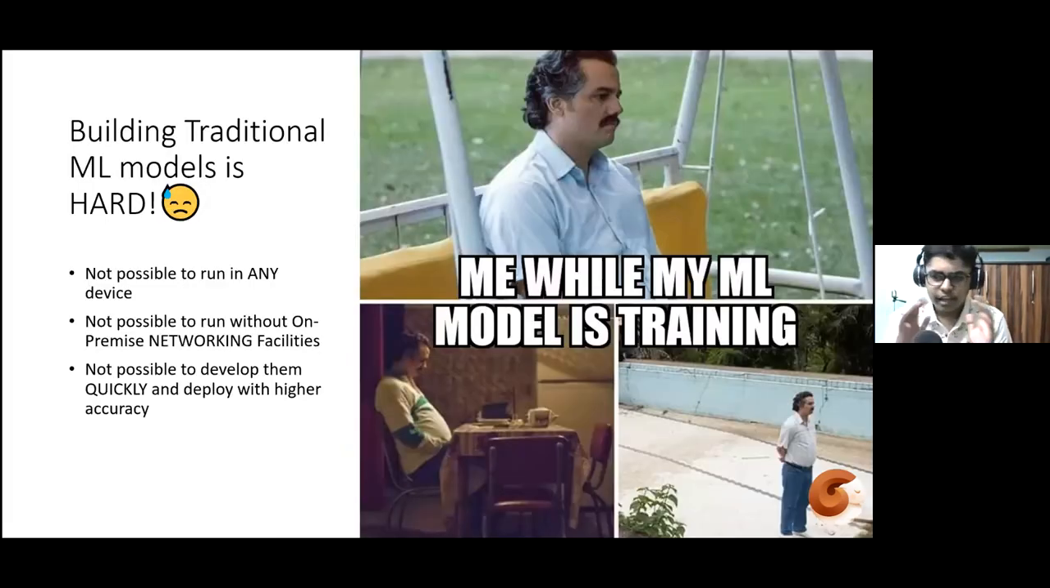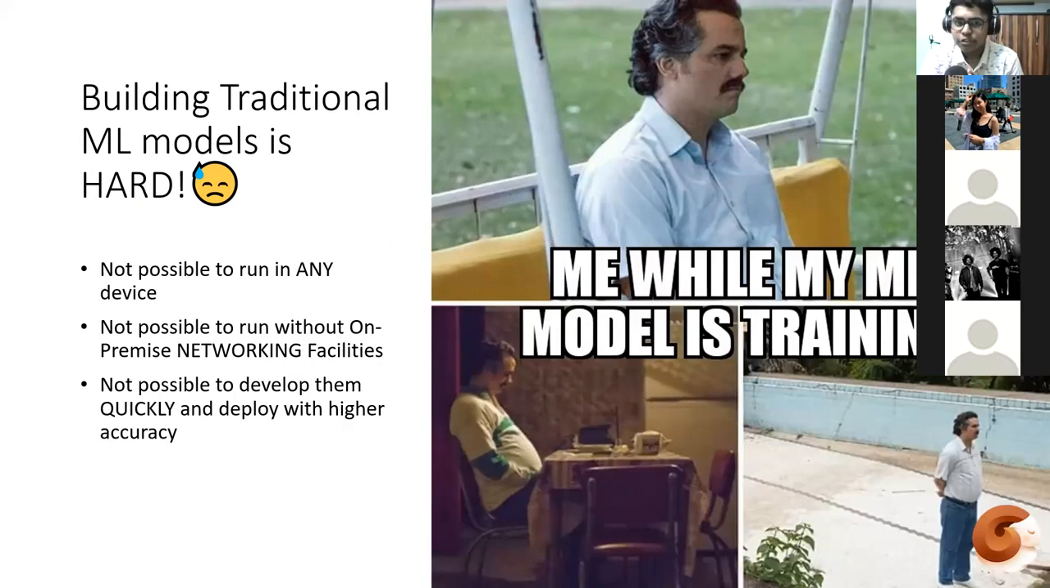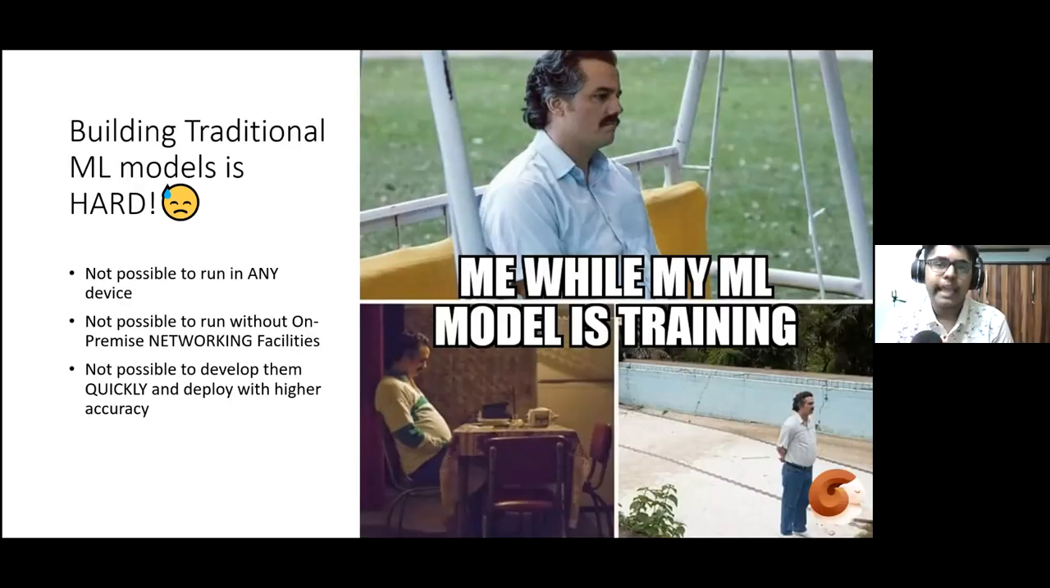All right, so I will say a couple of words about why building traditional ML models is hard. Mostly because machine learning models are not possible to run on any device as you want. Plus, it is not possible to run them without on-premise networking facilities. You need a good amount of bandwidth for them to run. Plus, it is not possible to develop them quickly and deploy them with higher accuracy. These are some of the most common problems that developers face when they make their traditional ML models.